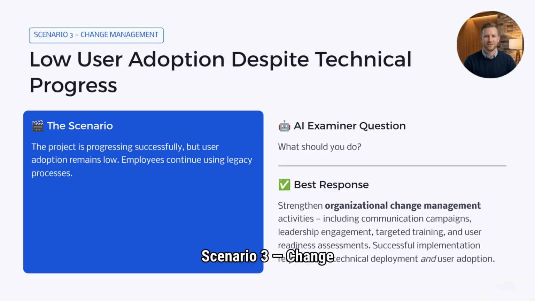Scenario 3. Change Management Challenge. The project is progressing successfully, but user adoption remains low. Employees continue using legacy processes. AI examiner. Question. What should you do?